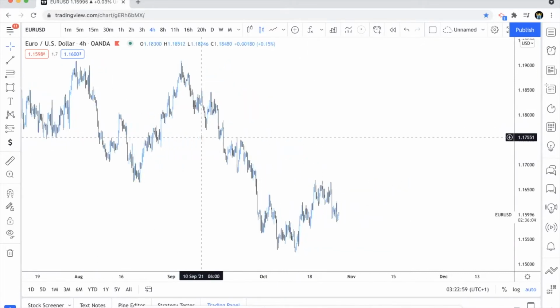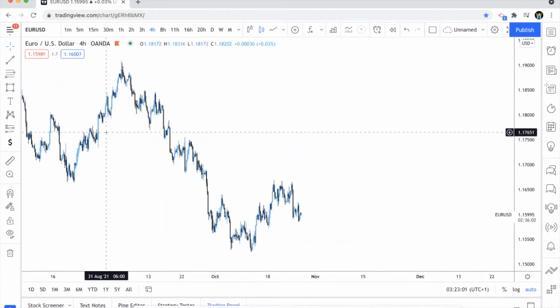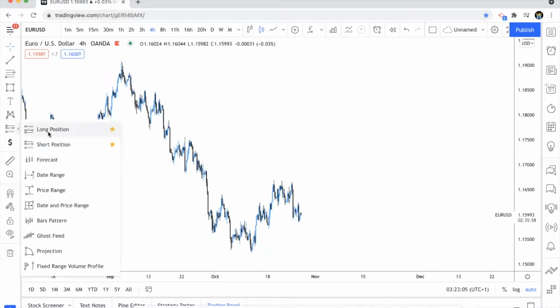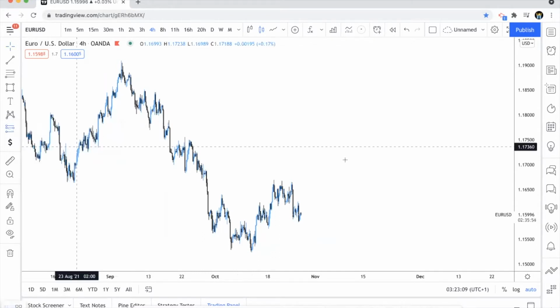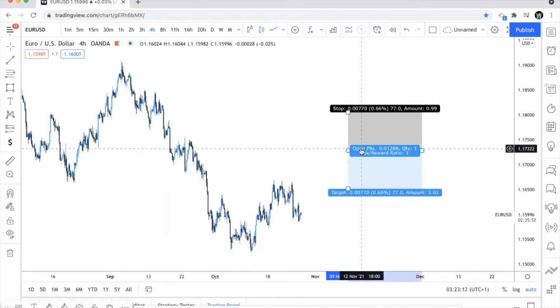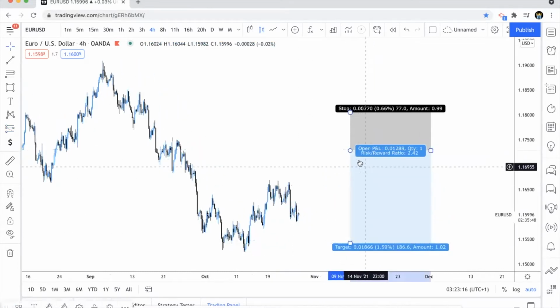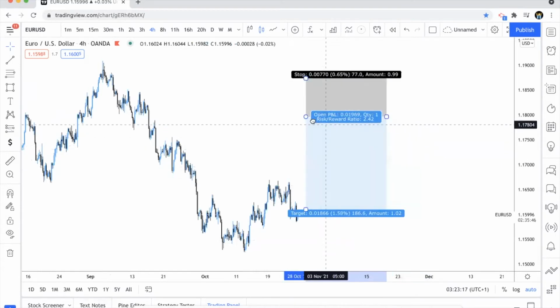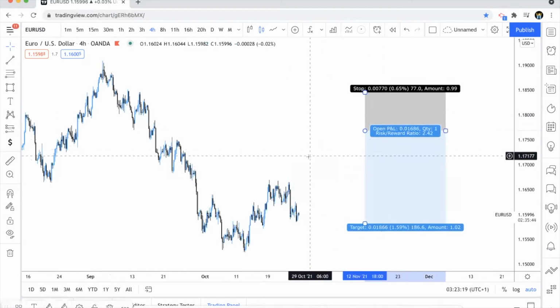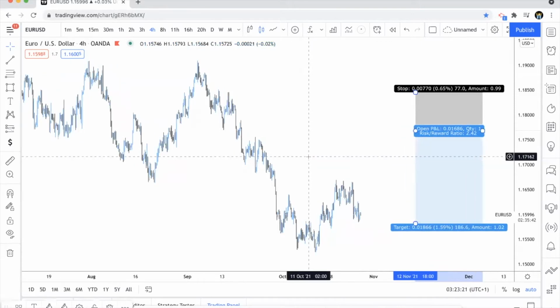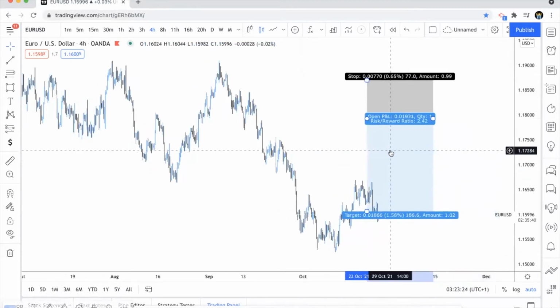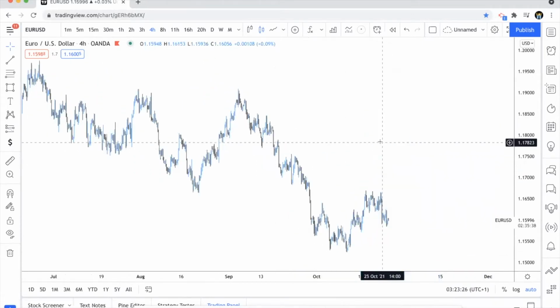I am going to talk about the risk management tool today, in particular just the risk management tool. This is one of the tricks that I've used a lot. Now, some of you may know this tool, some of you may not, but the way I use it is essentially when I'm on the higher time frame, like this.